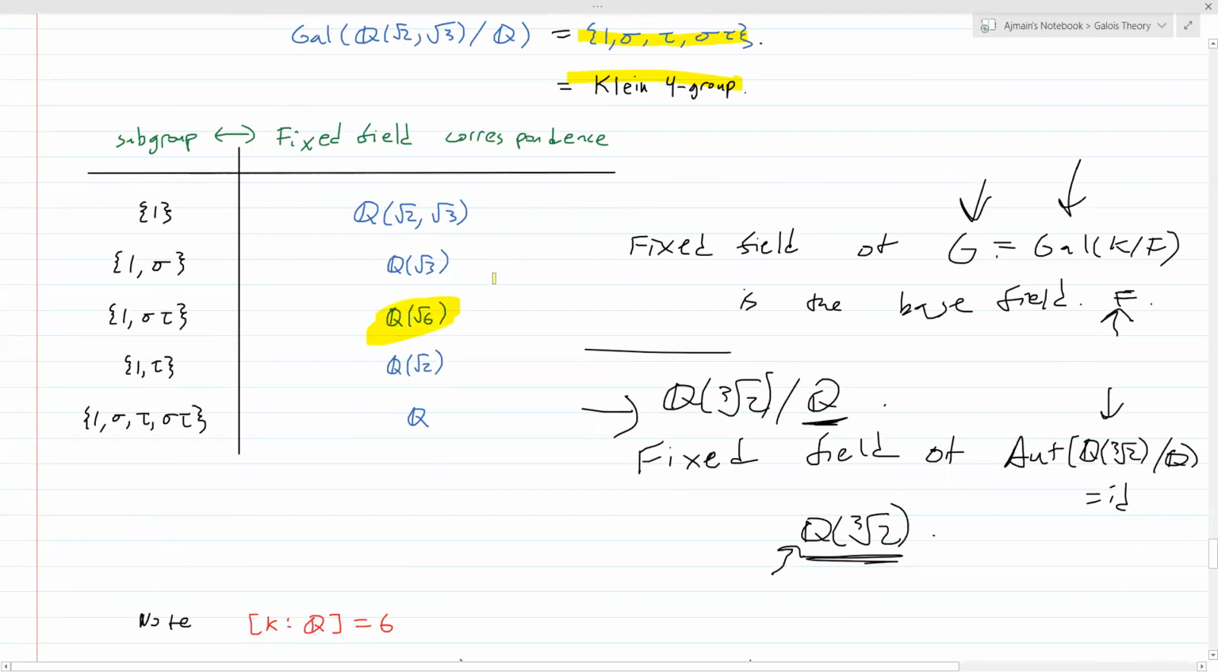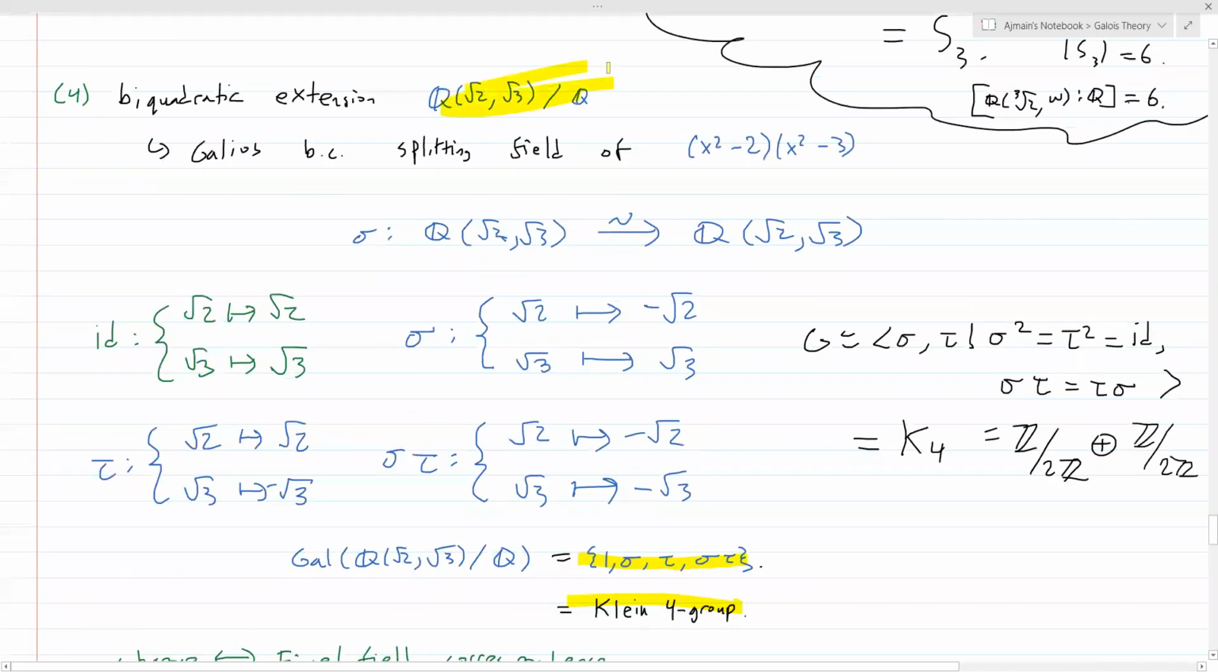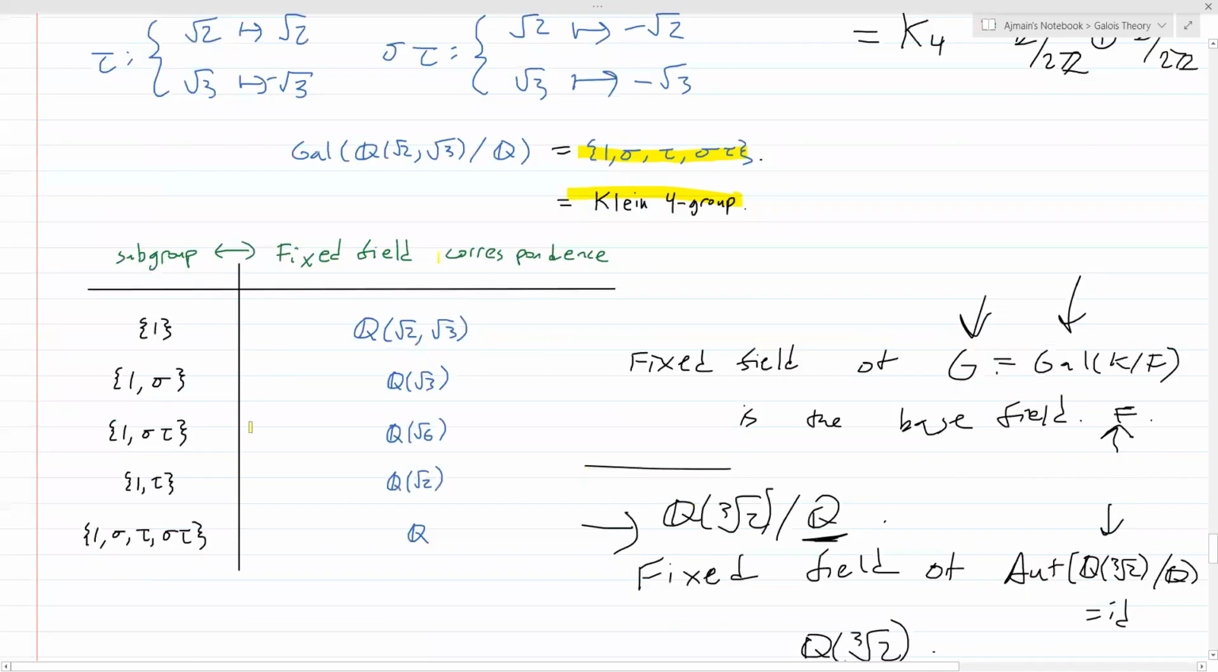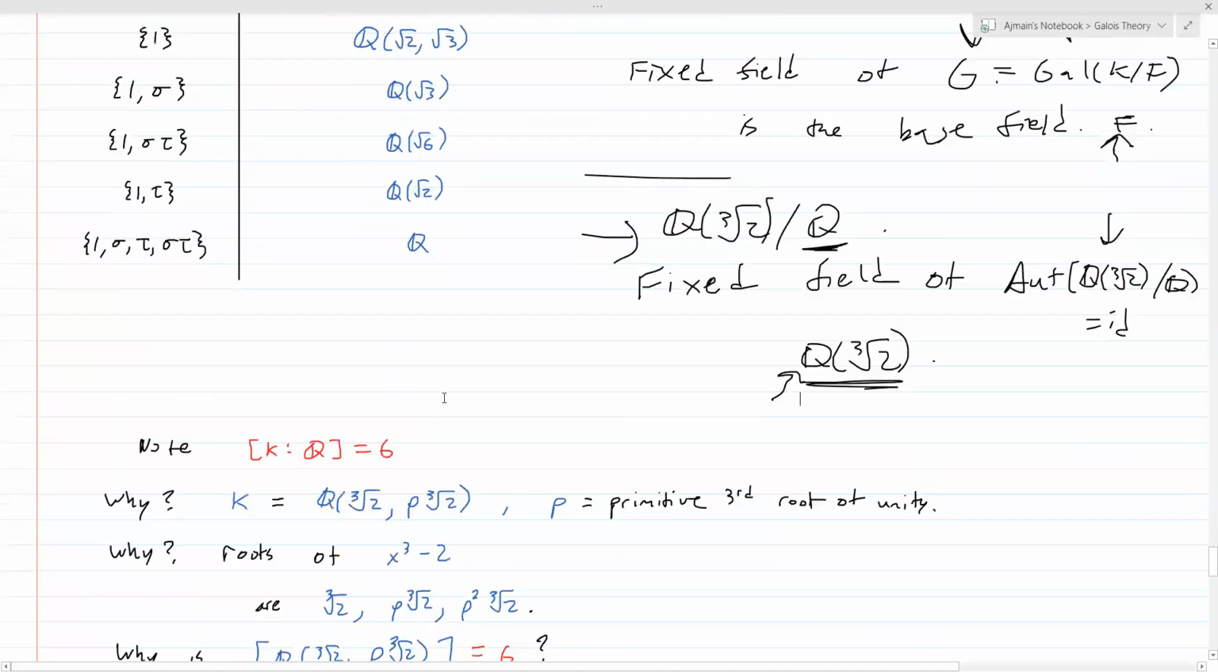So we're in the fixed field, and just the same argument shows that this is actually the fixed field of this guy. So in this specific biquadratic extension case, we see that the fundamental theorem of Galois theory is true, which is telling us we have an inclusion reversing bijective correspondence between the subgroups of the Galois group and the fixed fields corresponding to those things.